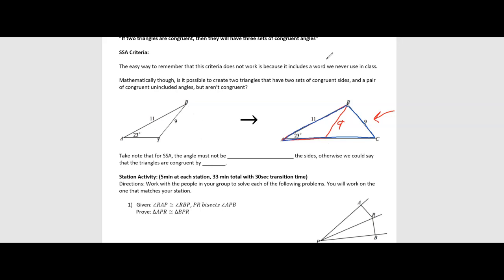So again, take note that for SSA, the angle must not be between the sides. Otherwise, we could say that the triangles are congruent by SAS. Okay, those are the two that are not going to work, so make sure we never use those in a proof. The rest of this lesson is just practice.